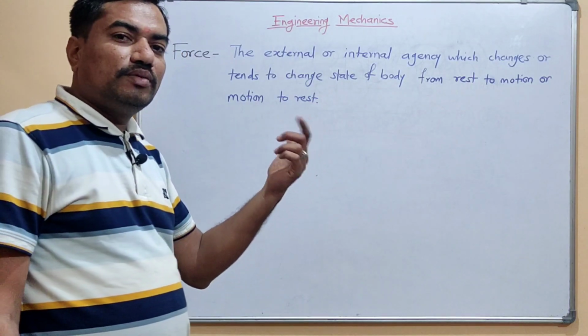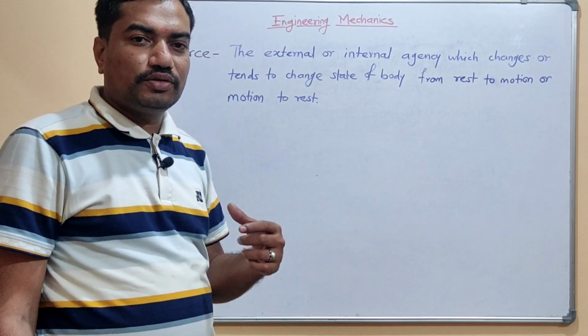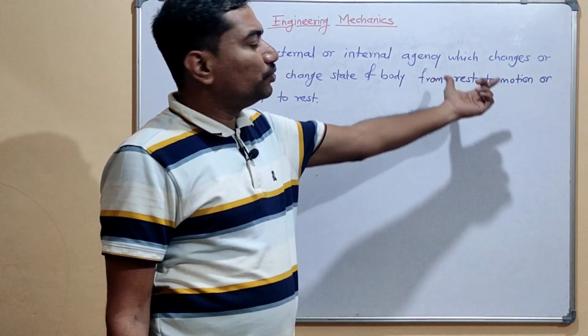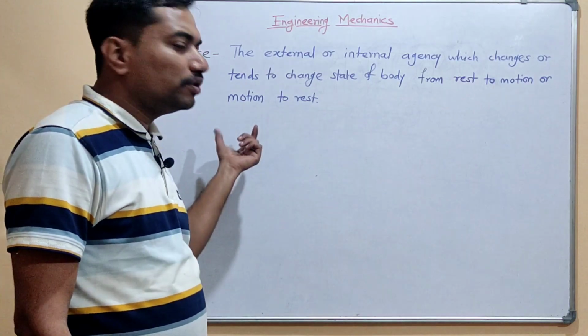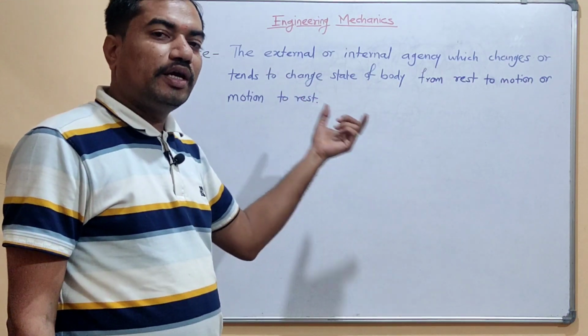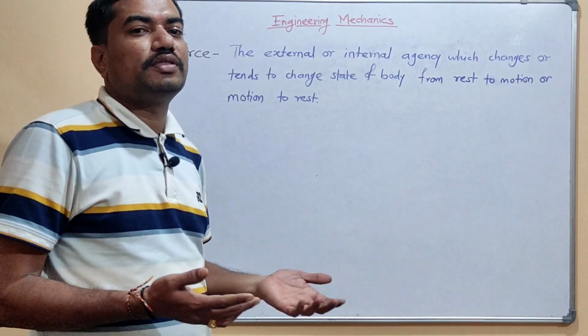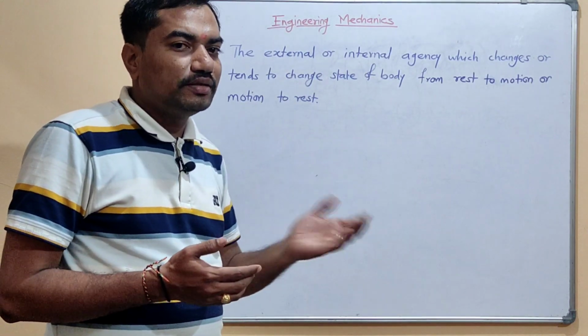Sometimes the body remains in a state of rest before and after application of the force. Hence it is given which tends to change or changes the state of the body from rest to motion or motion to rest, and it is an internal or external agent. Sometimes an internal force is acting on the body, due to which the body may change its state.